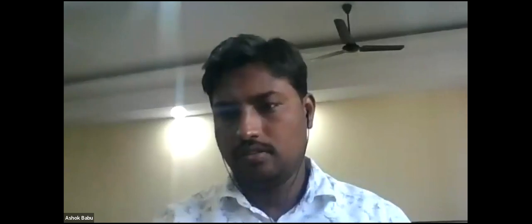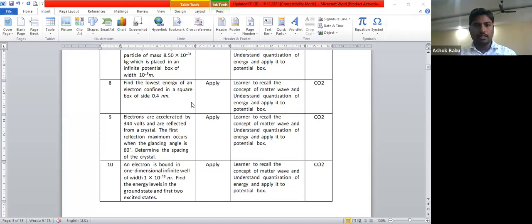Now coming to the seventh, last one, I think. An electron is bound in a one-dimensional infinite well of width 1 into 10 power minus 10 meters. Find the energy level in the ground state and first two excited states. Ground state is nothing but E1. E1 equals h square by 8ml square.